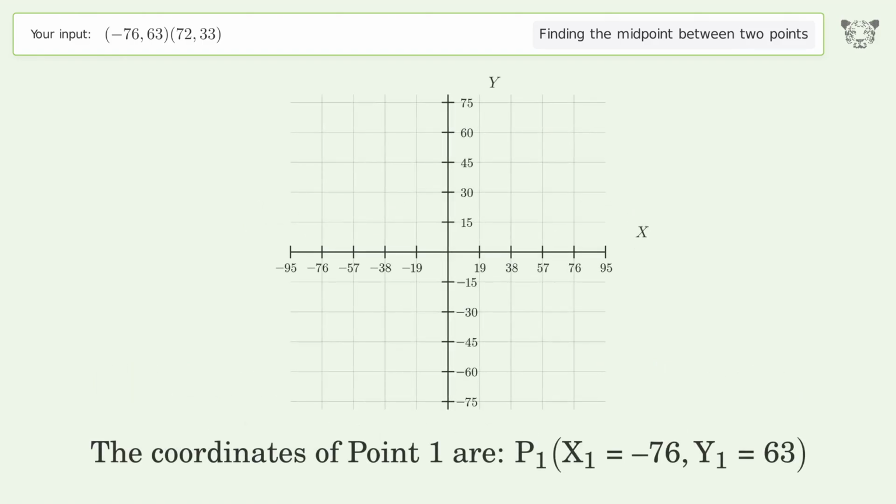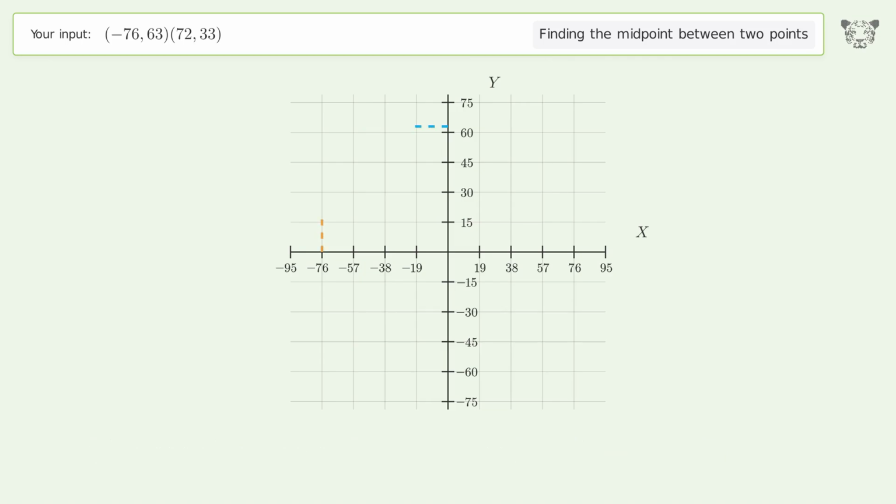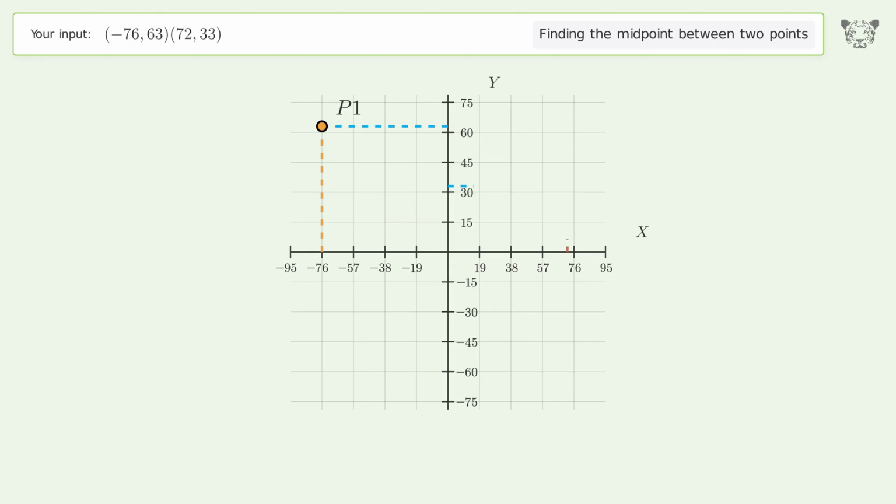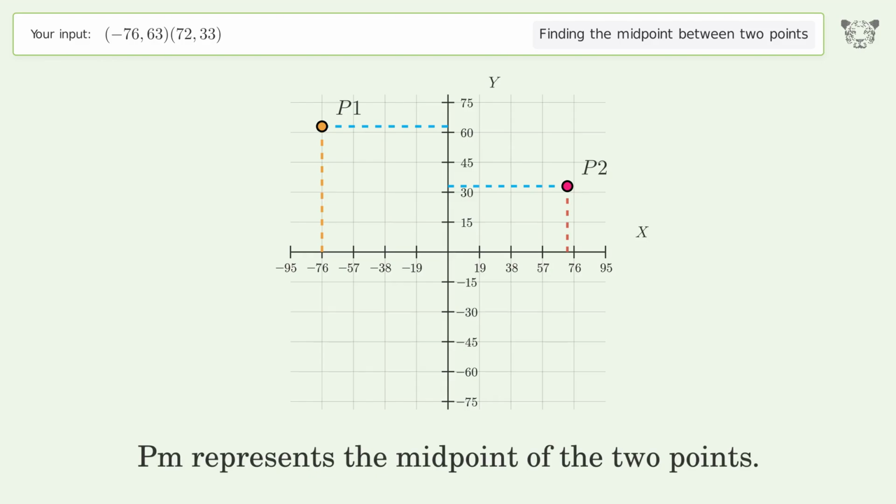The coordinates of point 1 are, x1 equals -76, y1 equals 63. The coordinates of point 2 are, x2 equals 72, y2 equals 33. PM represents the midpoint of the 2 points.